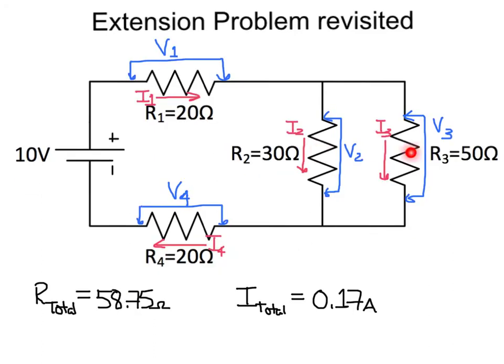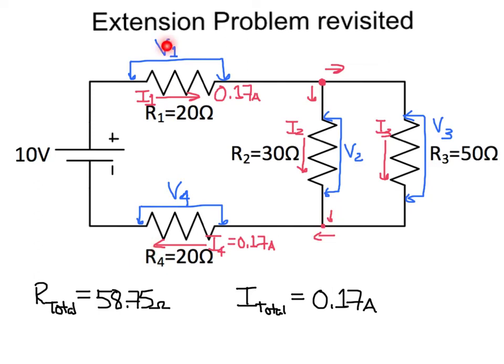By combining these two resistors, 30 and 50, in parallel, I got 18.75 ohms for their total resistance. Adding that to 20 and 20 in series gives us a total resistance of 58.75 ohms. Applying Ohm's law with our 10-volt battery will give us a total current of 0.17 amps. If we follow the current of 0.17 amps, all of it will go through this first resistor because there's only one path. Once it gets to this point, it will split. Back here it will recombine and all 0.17 amps will go through this last resistor.